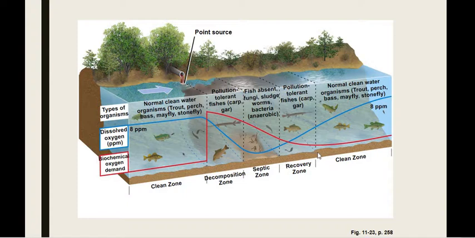And then as we get back into the clean zone, our normal fish will start to return, and our dissolved oxygen gets back to 8 ppm. Our BOD is back to its original level. So you can see the part where the point source is polluting, that's not actually the worst zone. It's downstream from that where you see the most damaging effects.